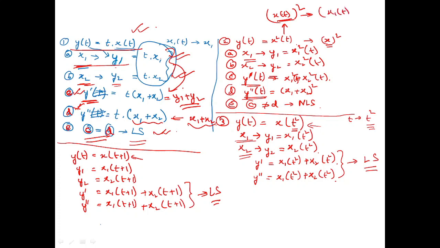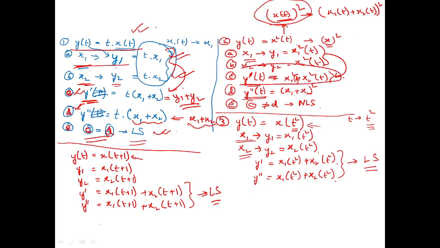So (x1(t) + x2(t)) whole square. Are you getting my point? We are changing the input signal. Previously we added the output signals: y1 was x1 square(t), y2 was x2 square(t), right? So it was this one.